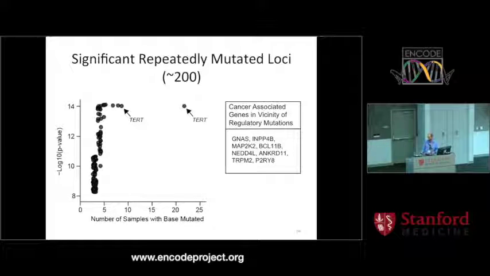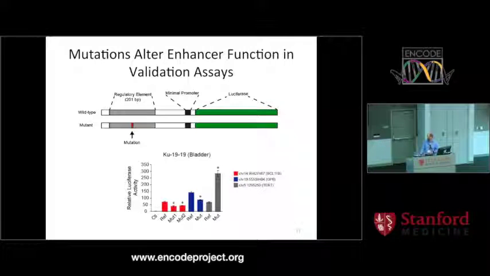And a number of these were, in fact, known oncogenes or genes implicated in oncogenesis. Quite a few of them were, but the vast majority of them either weren't assigned to known genes or maybe were not mapped to the right locus at the time. So similar to what was presented before, we took nine of these regions and tested them in reporter assays.